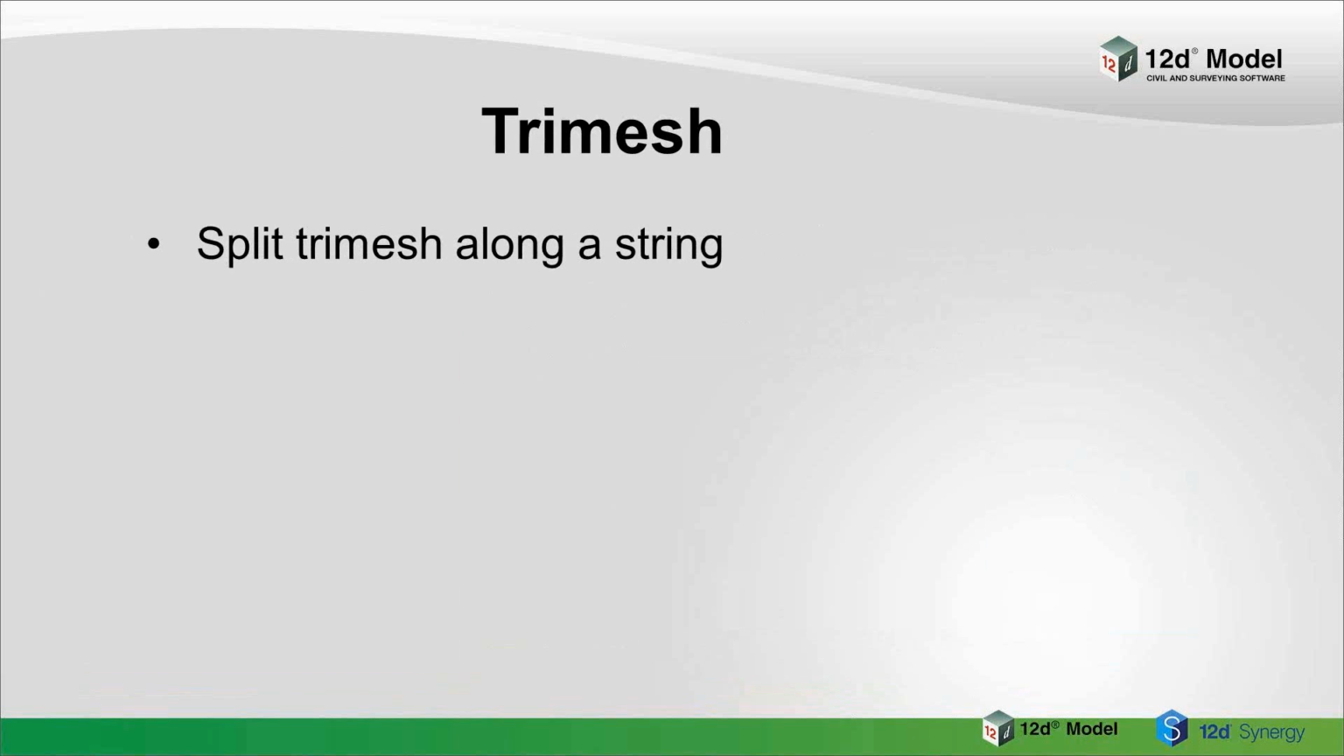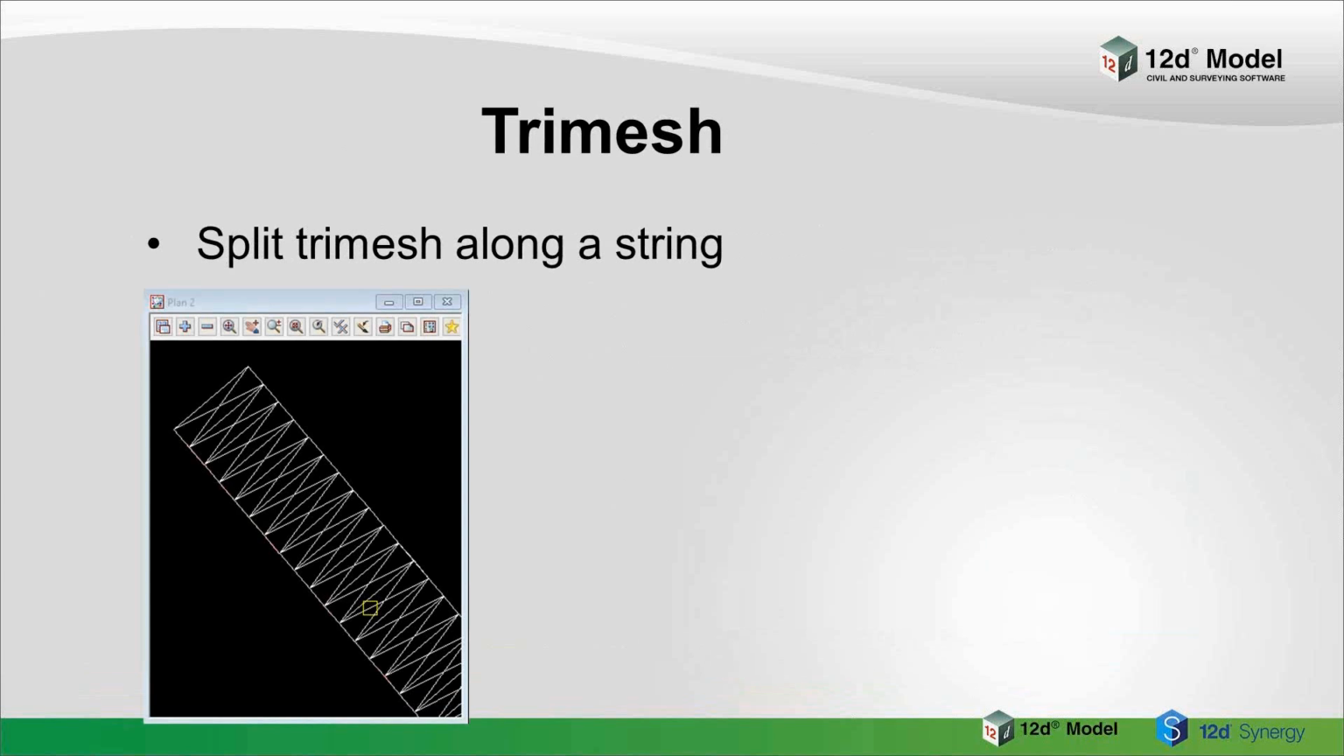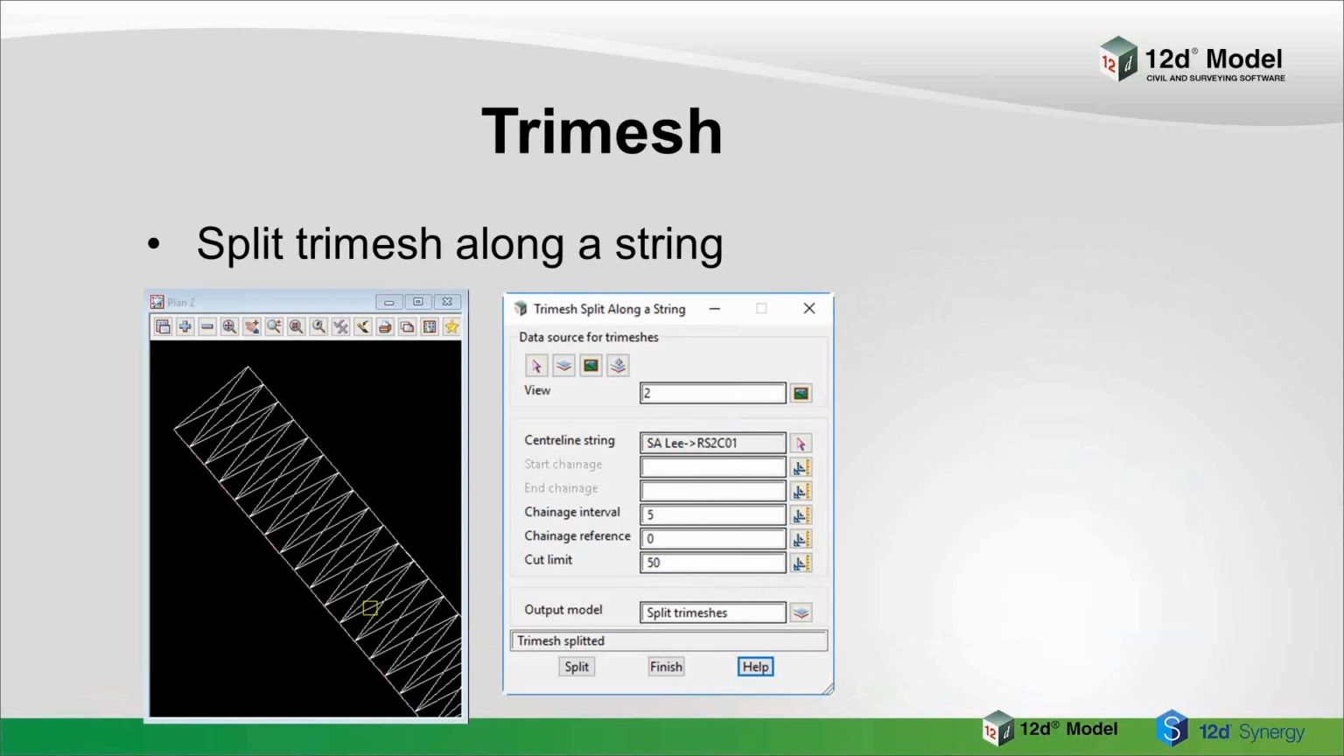Another option in there, which a lot of people will find useful, is splitting Trimeshes along a string. So often, certainly when you're doing design work, you might have a Trimesh for the whole pavement, but someone wants it broken up, say every 5 metres, and you can then set areas and things, so you can put it out, say, to a BIM system. Well, in that case, you can run the splitter.